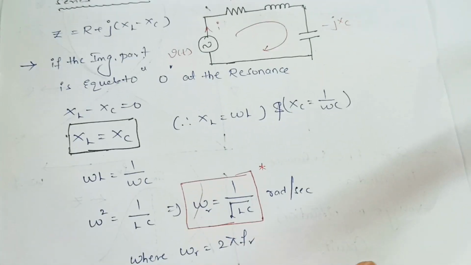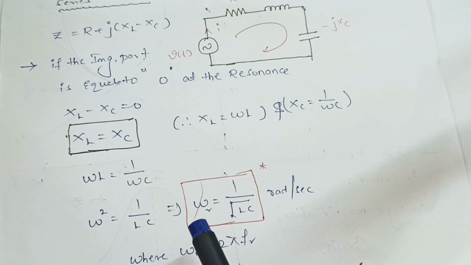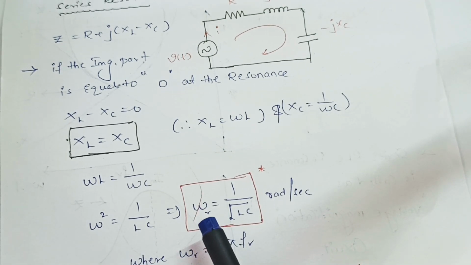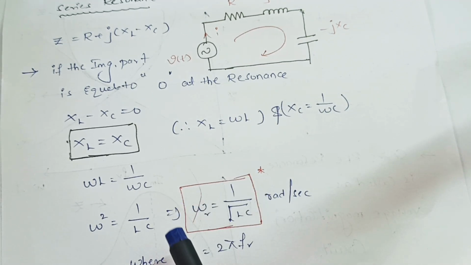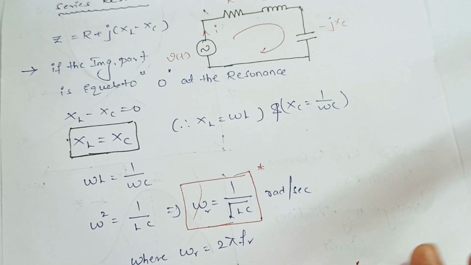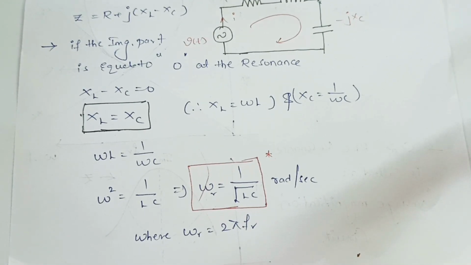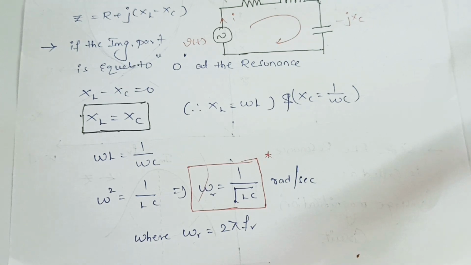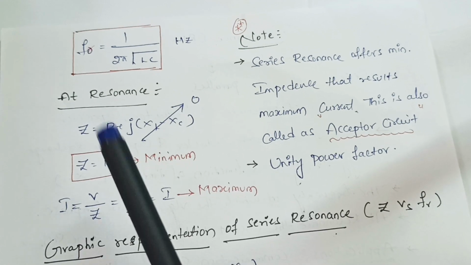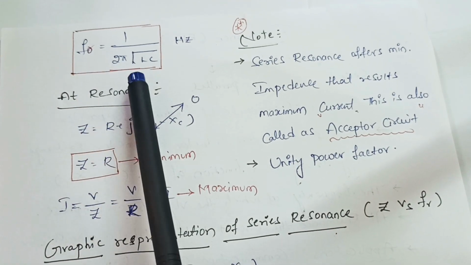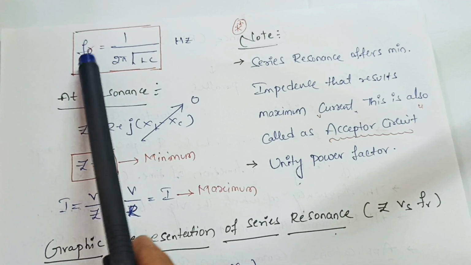Then omega square equals 1 by LC, so omega R, the angular resonance frequency, equals 1 by root LC. The unit of this omega is radian per second. At resonance I take omega R equal to 2 pi fR; in the normal condition I take omega and f, but at resonance I take omega R as well as fR. Substituting, I get fR equal to 1 by 2 pi root LC. The unit of resonance frequency is hertz.